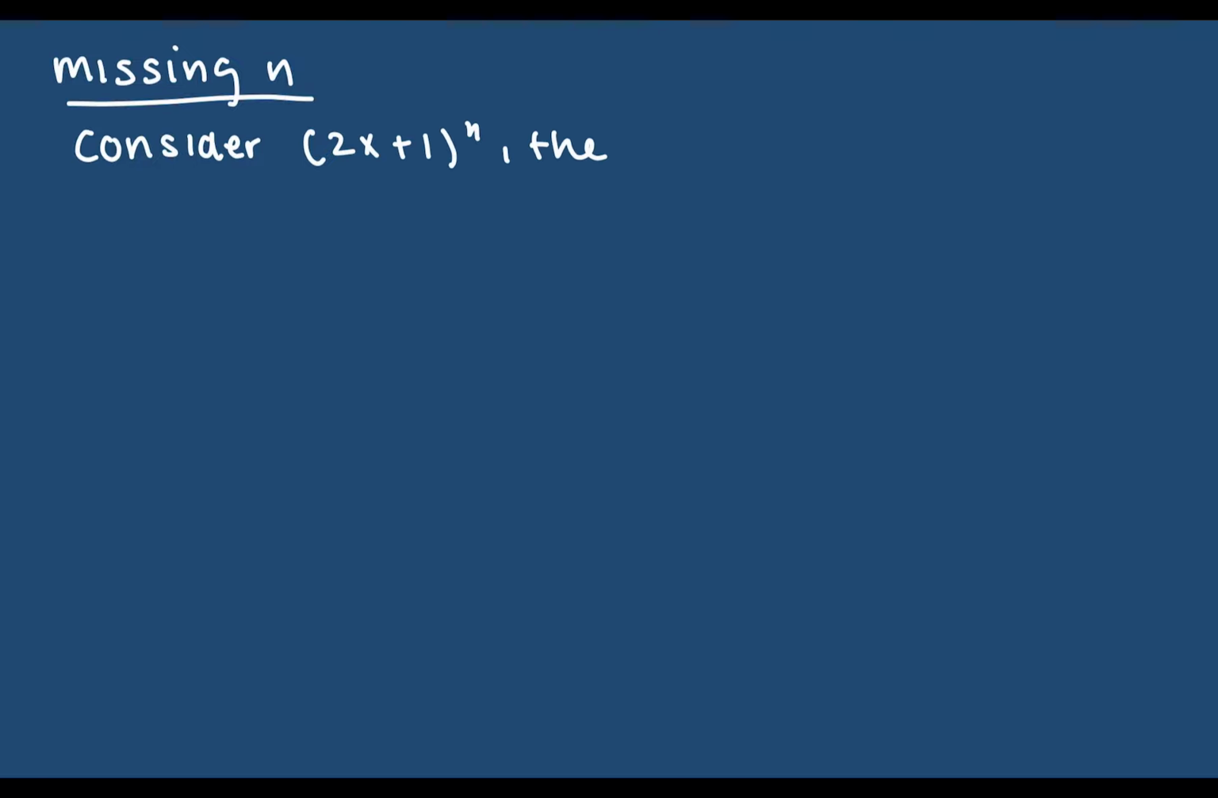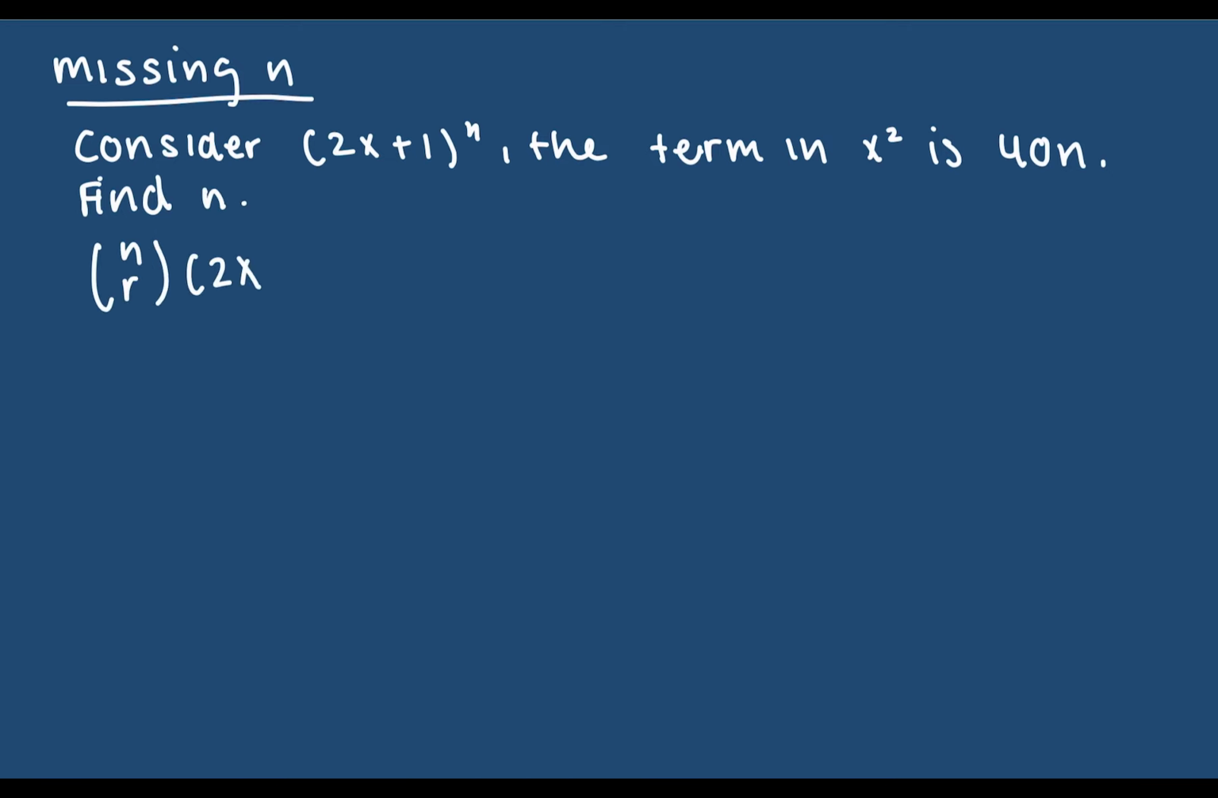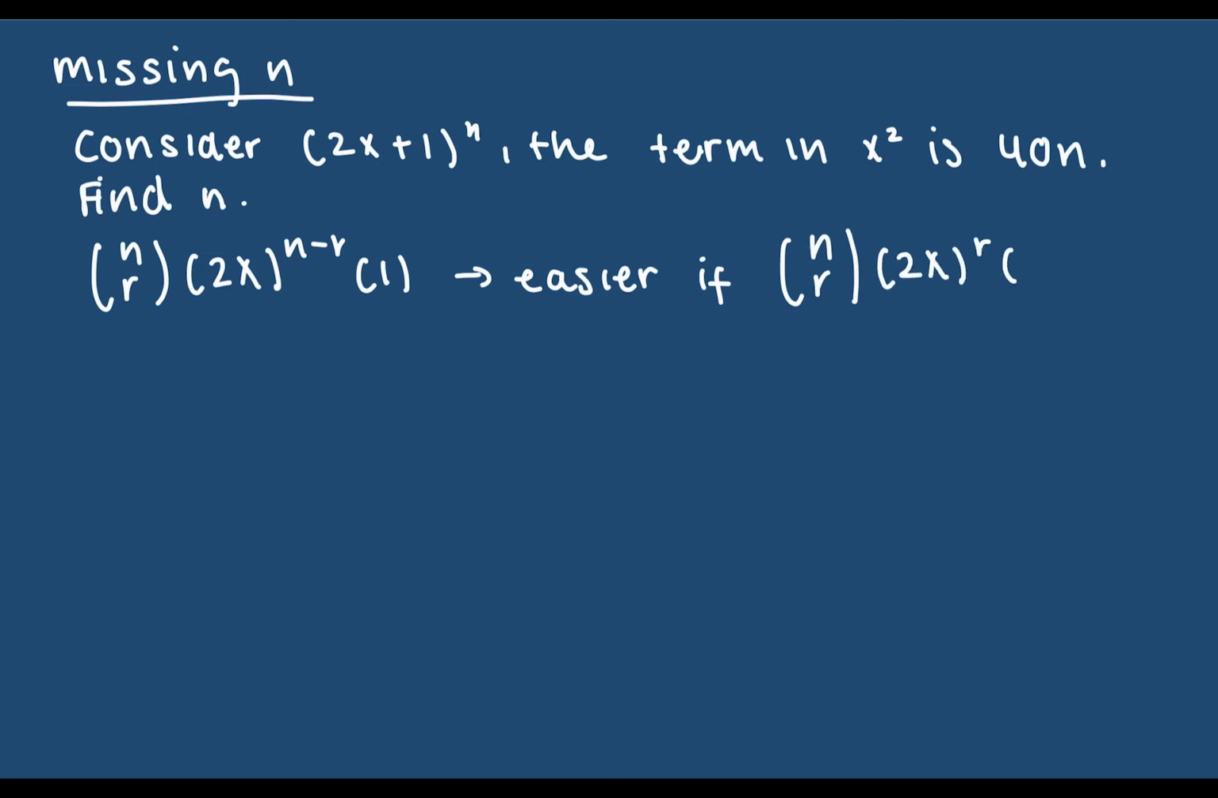This time, we actually don't have the n in the expression. So they're going to give us a term, obviously. So we have (2x plus 1) to the power of n. We need to find n, but they are telling us that the term in x to the power of 2 is 40n. So in this case, we have one term. So again, we're going to go to the formula, and we're going to try and find the term in x to the power of 2 to make it equal to 40n. So what you'll notice here is that it's much easier if we flip the formula, because then we have 2x to the power of r, and we automatically know that r equals 2, right? That's easier than having n minus r equals 2.